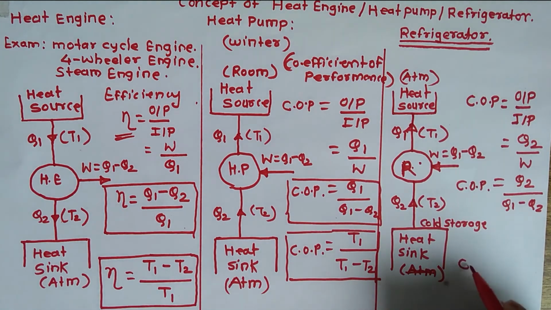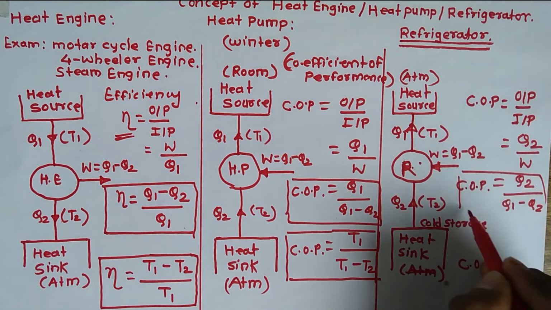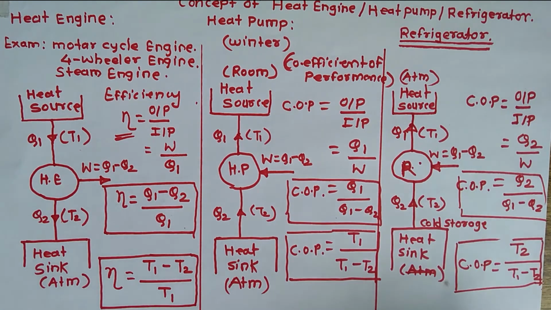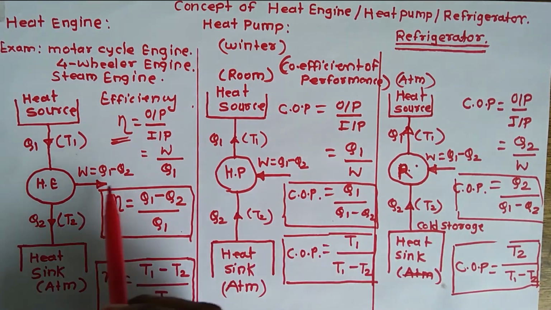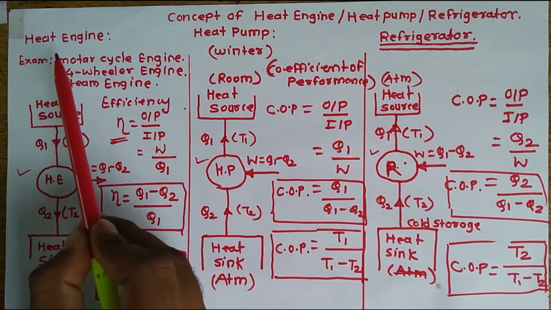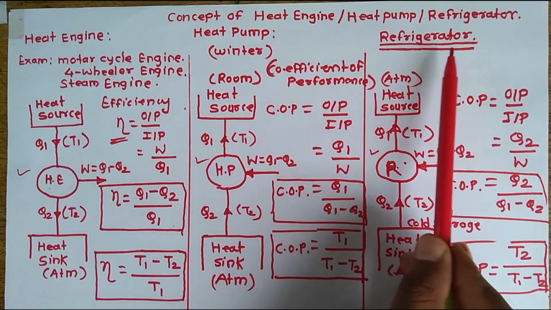Now here that coefficient of performance, this term is in terms of heat. Now I will convert that in terms of temperature. This will be T2 divided by T1 minus T2. Okay, so this is the comparison between the heat engine, heat pump and refrigerator. So here we can see the three systems. This will be the heat engine, this is the heat pump, and this will be the refrigerator.